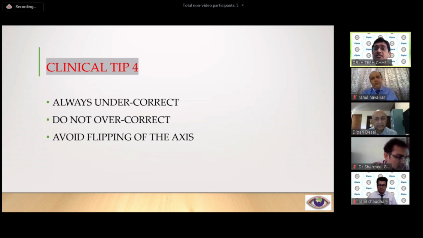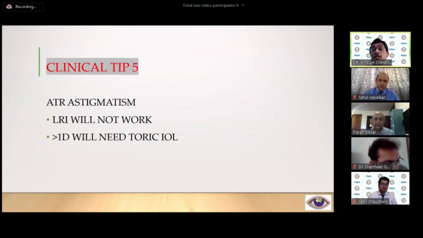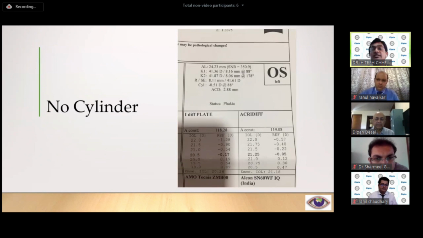I've just selected a few clinical examples to show how I do my decision making. This is the right eye of the patient, approximately 1.33 diopter cylinder at 86 degrees, and the horizontal meridian is steep. This is against the rule astigmatism, and paired with the toric IOLs. So against the rule astigmatism, LRIs usually do not work, and for more than one diopter you need a toric IOL. This is the second case.